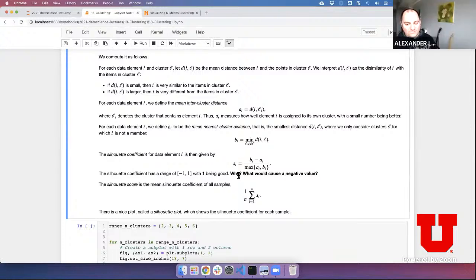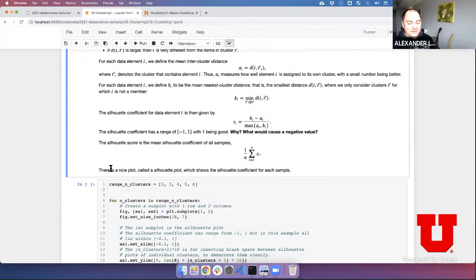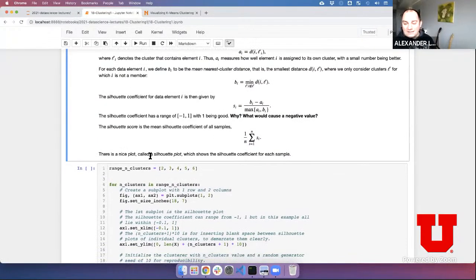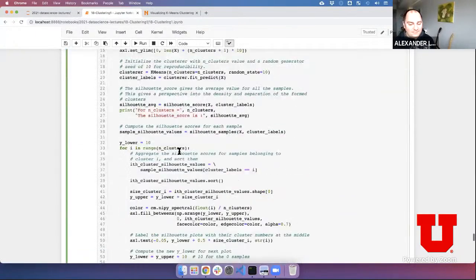So it means that according to this score, I actually assigned my point to the wrong cluster, right? So that score would say the cluster it's assigned to is actually a worse fit than the other nearest cluster. That's the intuition behind a negative silhouette coefficient. And then the silhouette score is the mean silhouette coefficient of all of the samples here. And we can do that with this nice plot called the silhouette plot, which shows the silhouette coefficient for each sample.